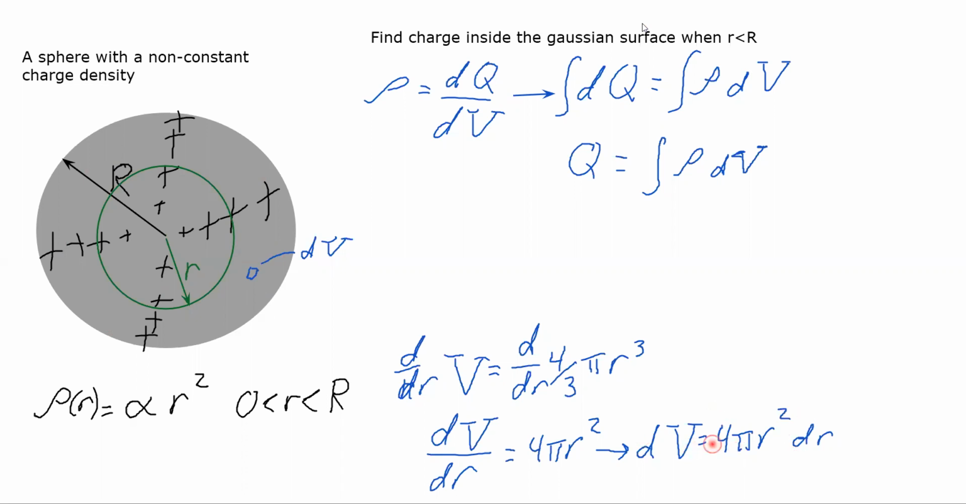Now, what this physically means, like I said earlier, is that 4 pi r squared is the surface area of a sphere. So you can imagine that we have a sphere here with a small little distance of thickness. I'm kind of exaggerating this, but oops.